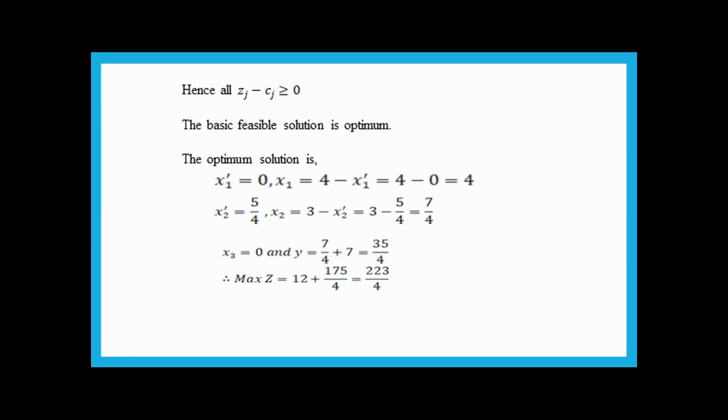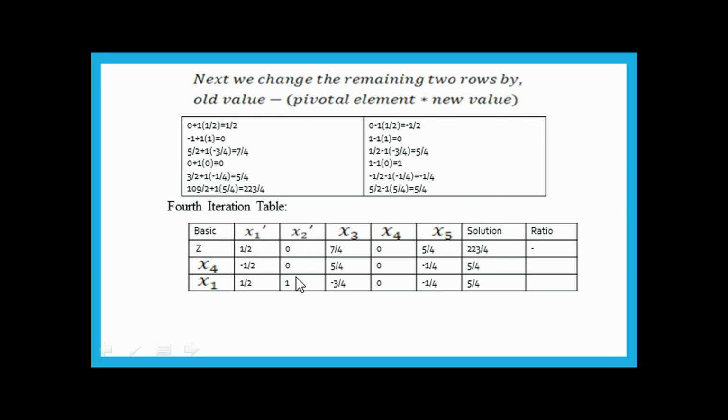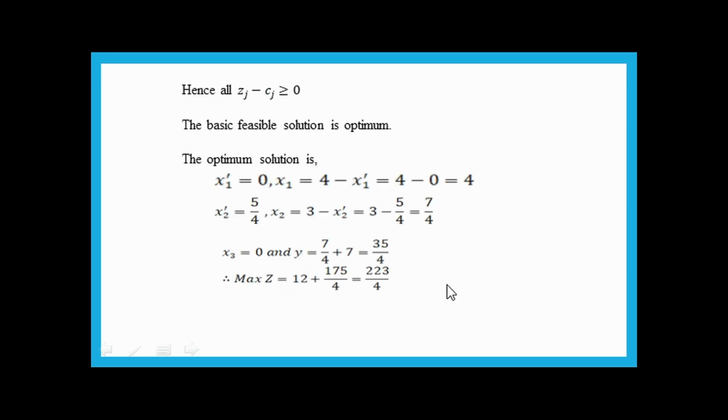The optimum solution is x1 dash. In this table, x1 dash equals 5 by 4, but we have x1 dash equal to 0. We make the substitution x1 equals 4 minus x1 dash. Here x1 dash value is 0, so x1 value is 4. x2 dash equals 5 by 4. We make the substitution x2 equals 3 minus x2 dash. In terms of x2 dash, we now substitute 5 by 4. So x2 value is 7 by 4 and x3 value is 0.